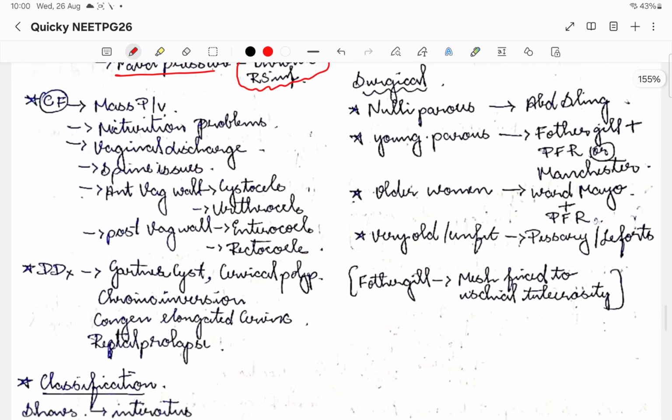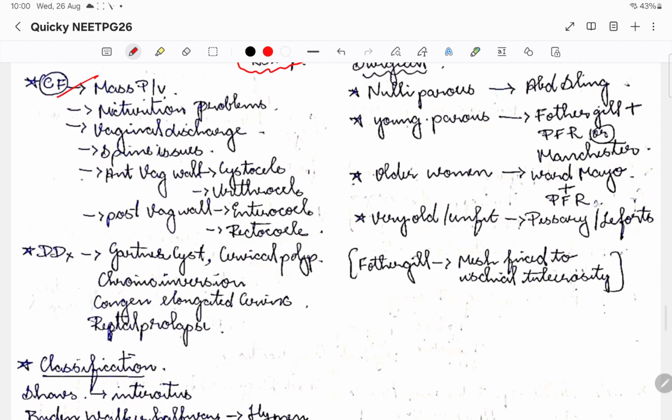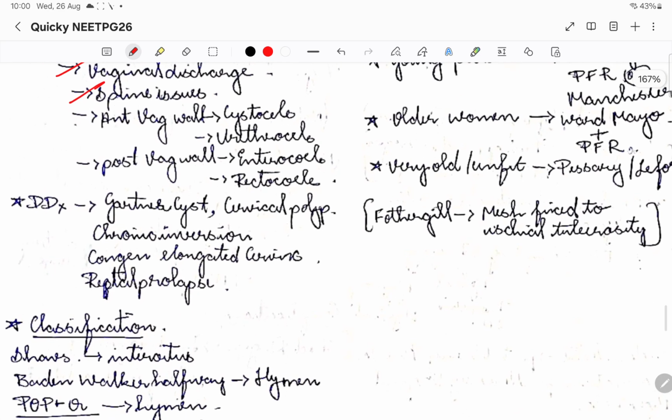prolapse. Then coming to clinical features, there will be a mass per vaginum coming out. There will be micturition issues, vaginal discharge might be there, then spine issues like back pain will be there, because of the dragging pain that is happening. If the anterior vaginal wall is involved, there will be cystocele or urethrocele. If it is the posterior vaginal wall prolapse, it will be the enterocele or the rectocele.